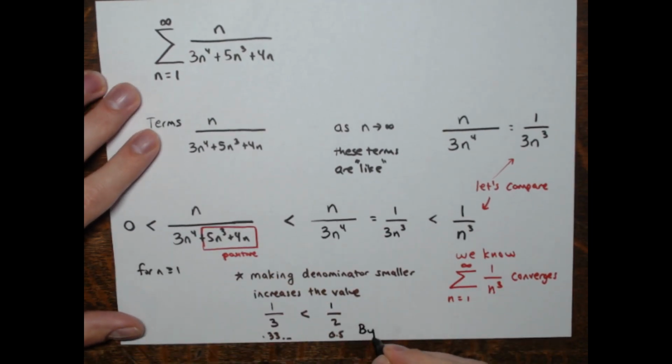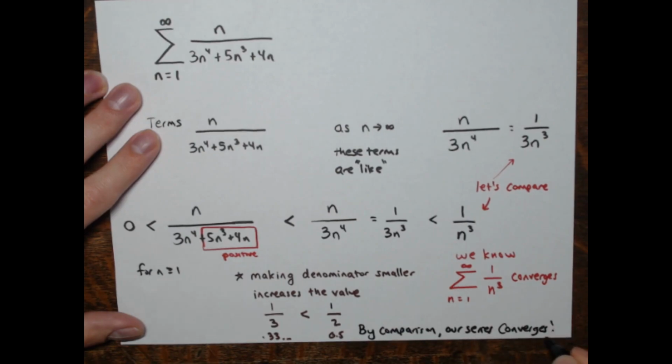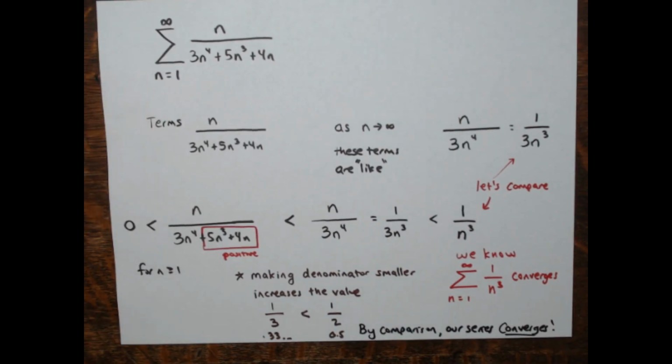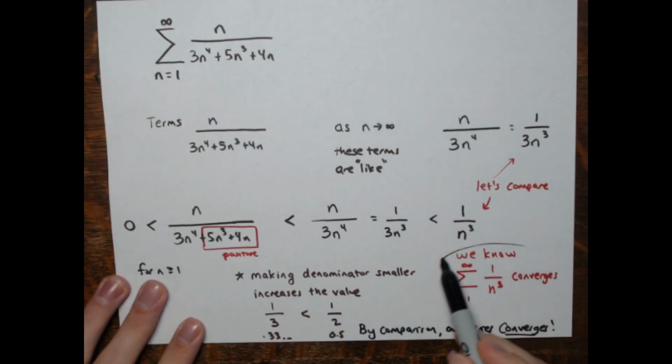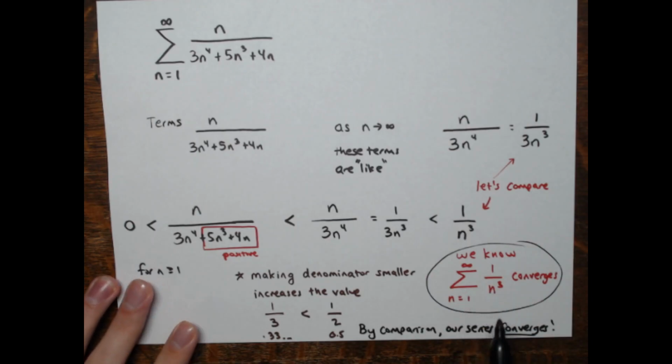So by comparison, our series, the series of smaller terms, must also converge. I'll say converges here. But that's not what they're asking. They're just asking what should we compare to, and that would be this sum of the 1 over n cubed.